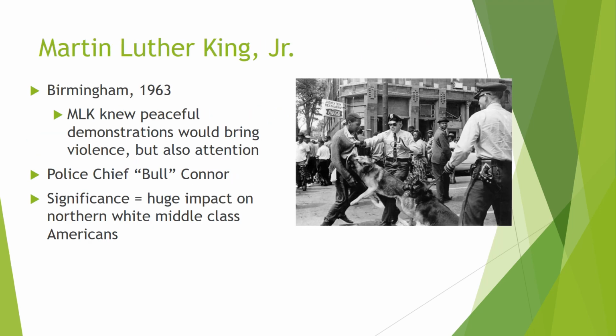Speaking of Martin Luther King Jr., Alabama Governor George Wallace had promised in his inaugural speech to uphold the racist standards and traditions of the white South. In his inaugural speech, Governor Wallace declared segregation now, segregation tomorrow, and segregation forever. Martin Luther King knew that having a peaceful demonstration in Birmingham, Alabama was a risky move.